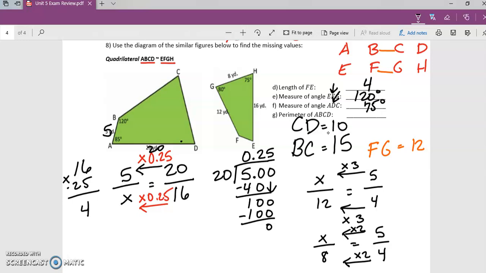So now I know all my sides. So it's going to be 5 plus 15 plus 10 plus 20 to get the perimeter of this shape. 5 plus 5 plus 0 is 10. Carry that 1. 1 plus 1 is 2. 2 plus 1 is 3. 3 plus 2 is 5. So this perimeter of ABCD would be 50 yards. And that would be the last answer that I need.